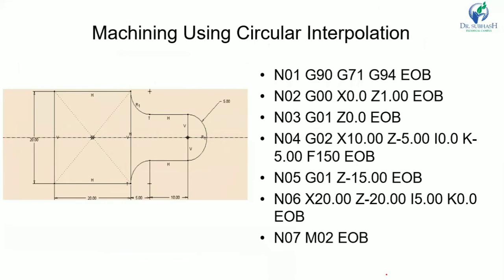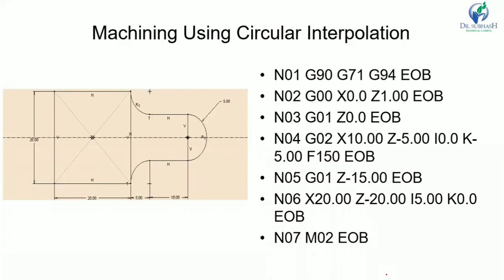Okay, now machining using circular interpolation. For circular interpolation, it can be produced on a CNC lathe using G02 or G03 code. In addition to X and Z values, the parameters for the center of the arc are also given in the program with I and K words. So I and K denote the center of the arc for a circular profile.